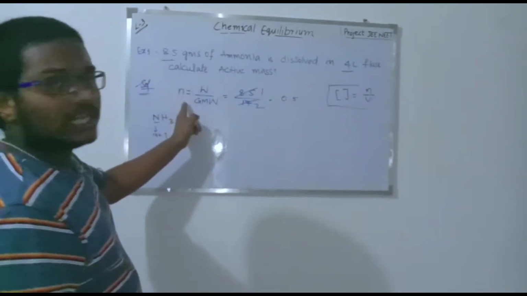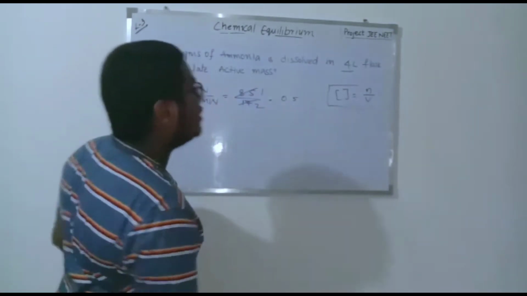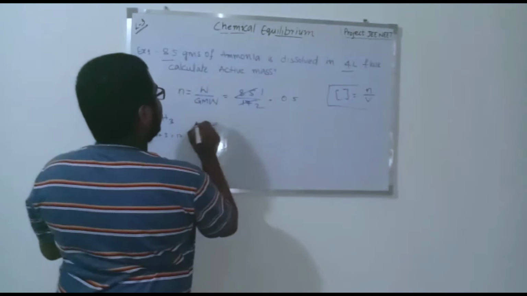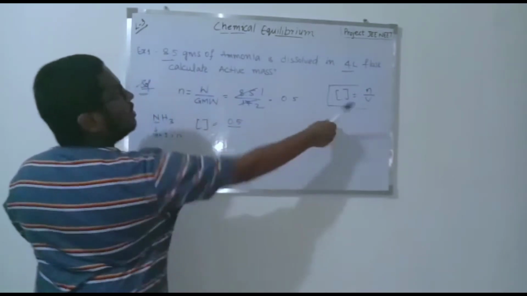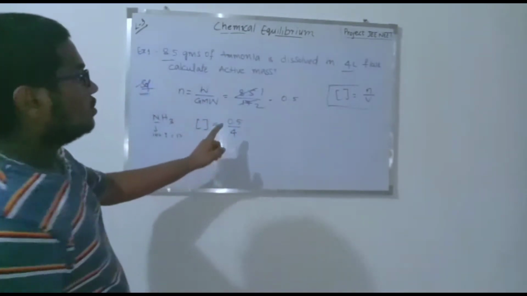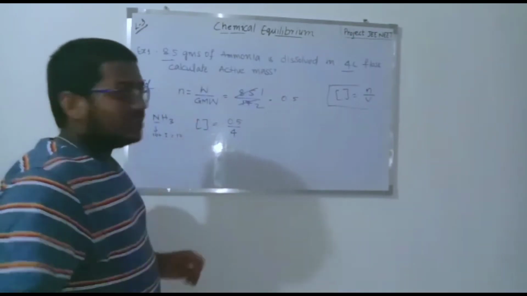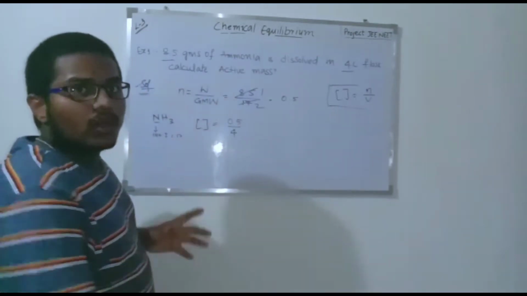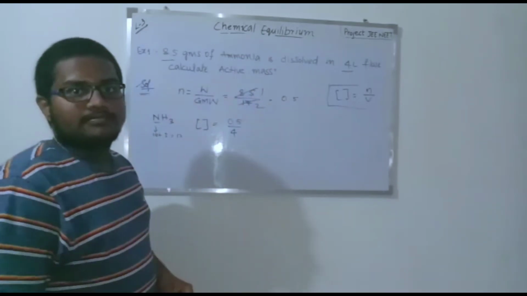So we got n is equal to 0.5, and by substituting in this formula, active mass is equal to 0.5 by the volume of the container, which is 4 liter. 0.5 by 4, so this is the active mass. So completed. This is the way to solve the problem where the active mass concept is asked.